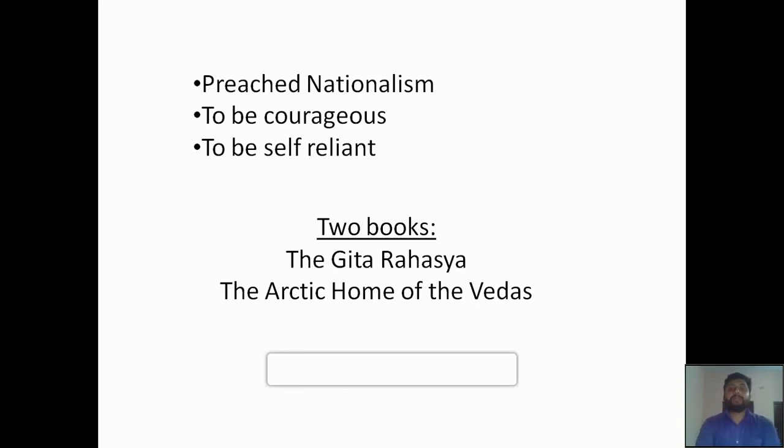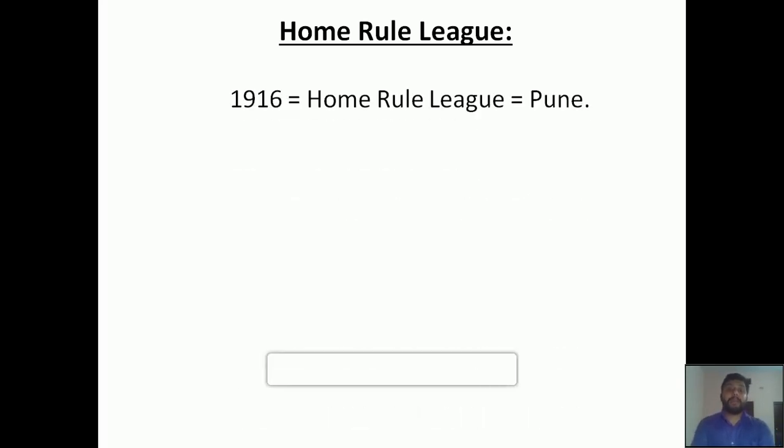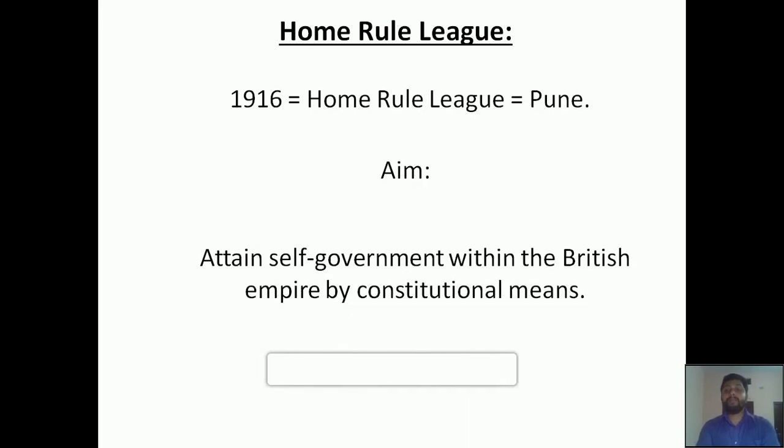Now let's move to the third contribution of Bal Gangadhar Tilak, that is the Home Rule League. What is meant by Home Rule League? It was an association founded by Bal Gangadhar Tilak. In 1916, he founded an organization, an association, to react to the British, and this organization is known as the Home Rule League. It was situated in Pune, and from Pune he founded it. The main aim was to attain self-government within the British Empire by constitutional means.